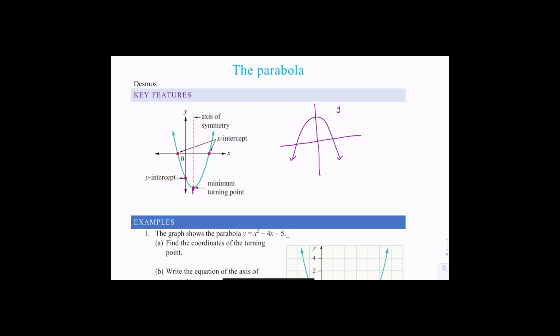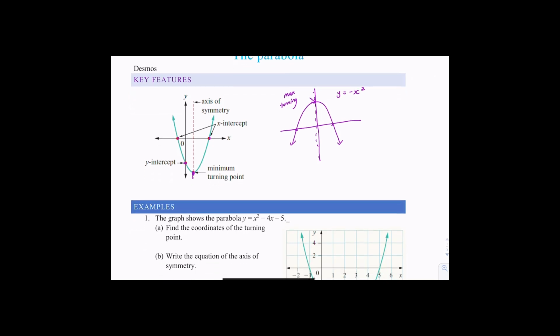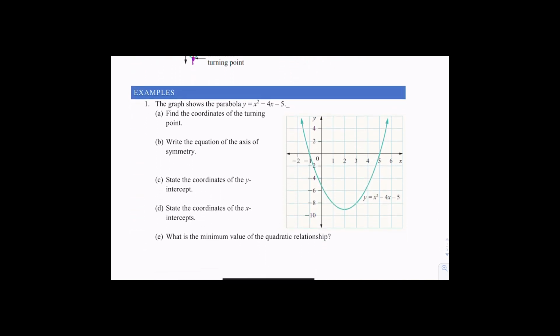So this could be in the form y equals minus x squared. That means I have a maximum turning point, because my graph has a maximum value. And in this case, it's also the y-intercept. It still has two x-intercepts as well, and it also has an axis of symmetry. So let's have a look at doing some maths with this.